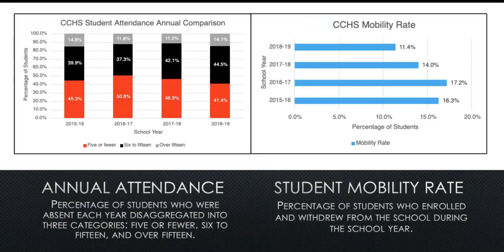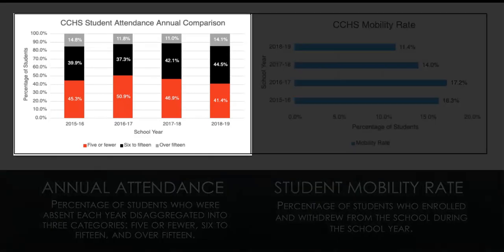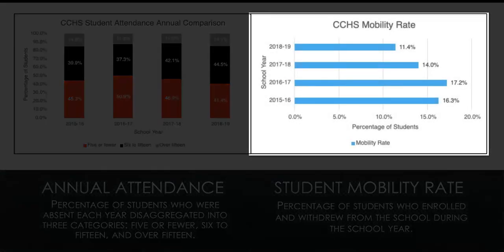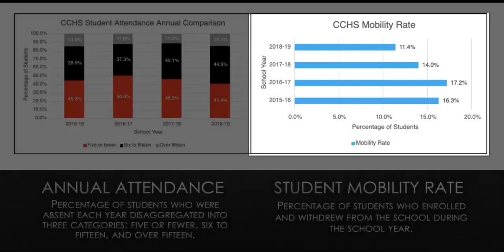Here we have the annual attendance and the student mobility rate. On the left, you're going to see the annual attendance. This is broken down into 3 different categories. Students with 5 or fewer absences are the red portion of the bar. 6 to 15 absences is the black portion of the bar. And over 15 absences is the gray portion of the bar. You can see that broken down into each year. On the right, you see Coahulla Creek's mobility rate. This is the percentage of students who enrolled and withdrew from the school during the school year.